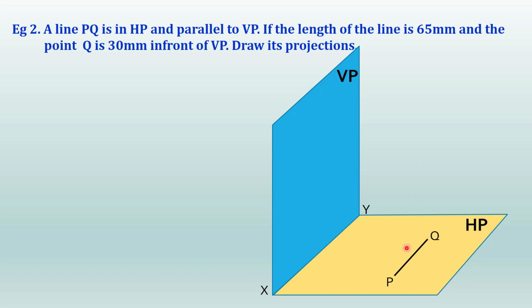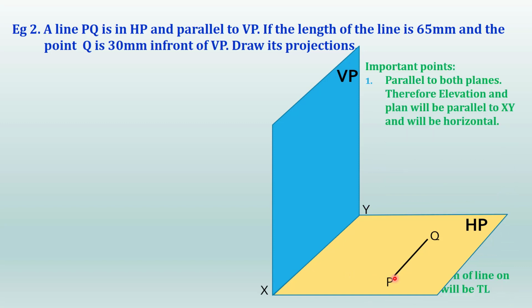Now when you look from the top, since the line lies on the horizontal plane, that is actually parallel to the horizontal plane, right? So the plan points also will be the same as the original points. So you will get small p and small q here, which will be parallel to the XY line, right, at a distance of 30 mm in front of VP. So how will you draw the orthographic view? So these are the important points.